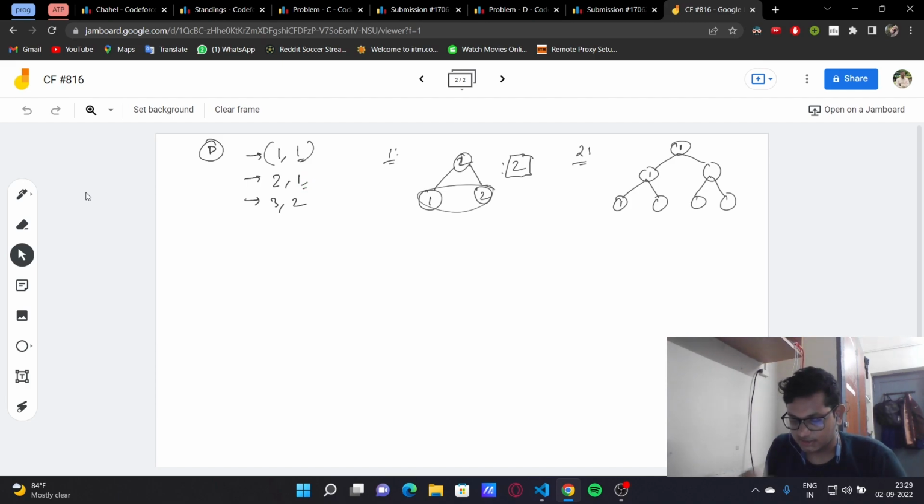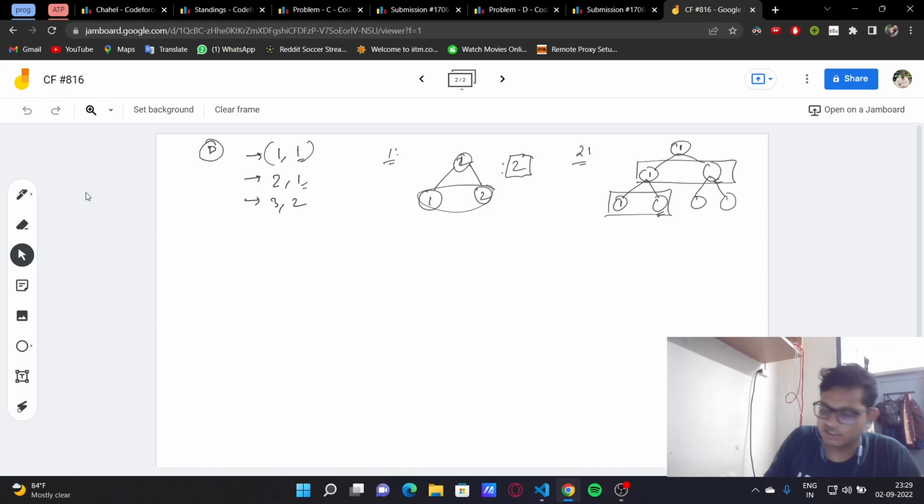So if they want to change the winner, they'll have to change the outcome of either this match or this match. These are the two matches whose outcome they can change to change the winner of the tournament. So there are two vacant spots, and these vacant spots are distinct. So to minimize, we can put two in one place and three in the other because these are the smallest numbers after one.